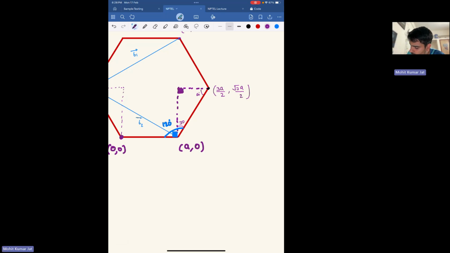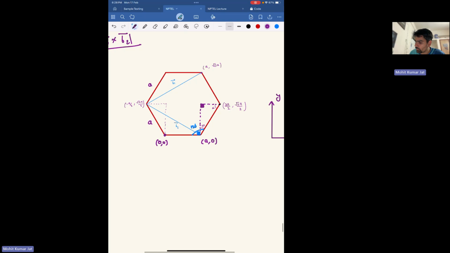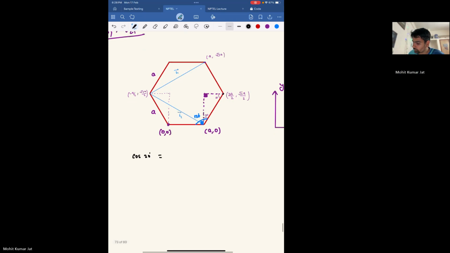This will be a perpendicular. So if I take cos theta, cos of 30°, we call this length capital A, and this as capital B. So then capital A by... this length is already A. We know in the given question this length is A.